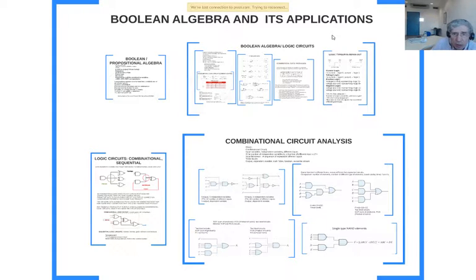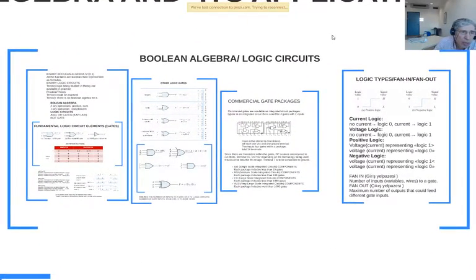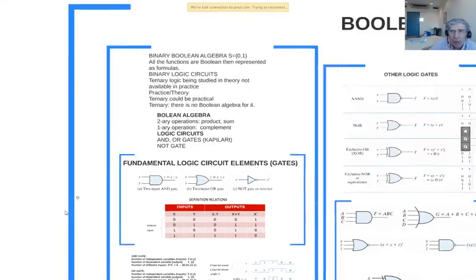In this frame, we are going to see the logic elements and Boolean algebra relation, and then Boolean algebra and logic circuits relation. So let's go into this. What we have here. Let me click here.